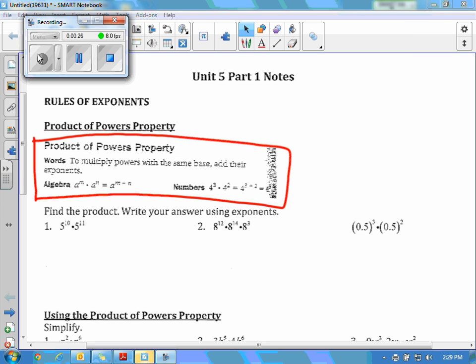If it helps you, great. If it doesn't, don't worry about it. I'll go through examples for you. The gist of the product of powers rule is that when you multiply things that have the same base, you add their exponents. But the big thing is they have to have the same base in order for you to put them together. So let's look at some examples.